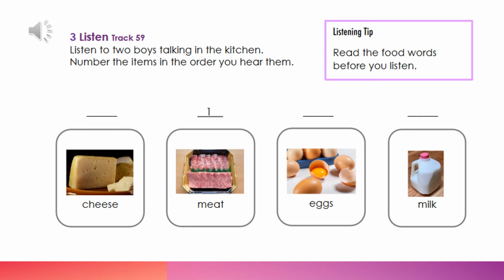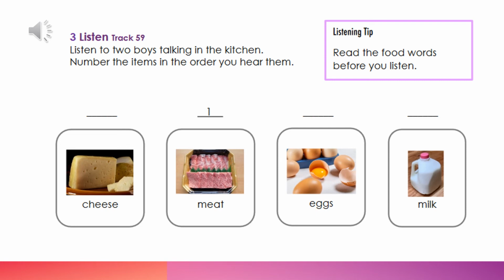We have to listen. Track 59. I'm hungry. Let's make something to eat. There's a lot of food in the fridge. What do you want to eat? Do you have any meat? No, I don't have any meat. Do you have any eggs? Yes, I have 3 eggs. Do you have any milk? Milk? Yes. Do you have any cheese? Yes, there's some cheese. Okay, then we can make an omelette.